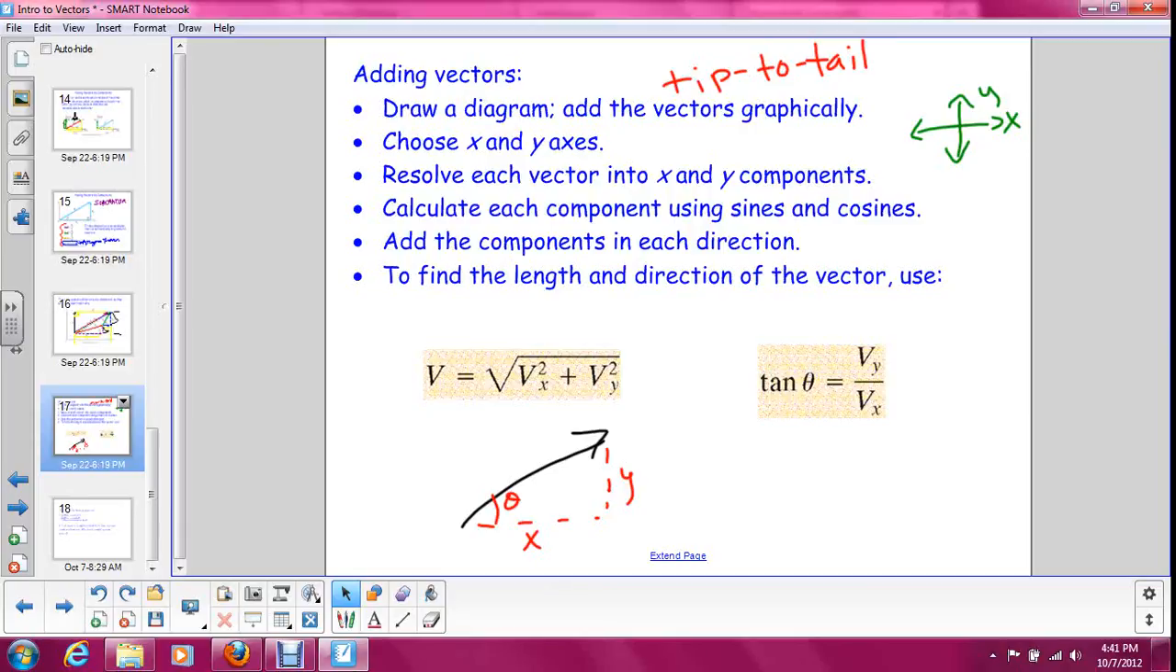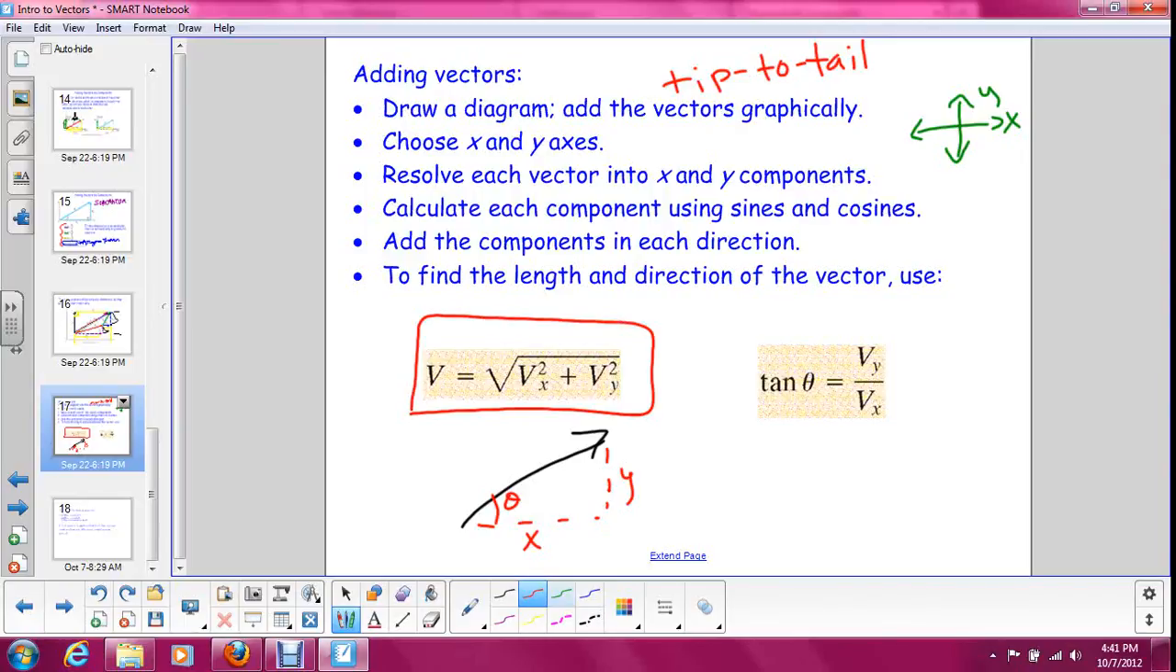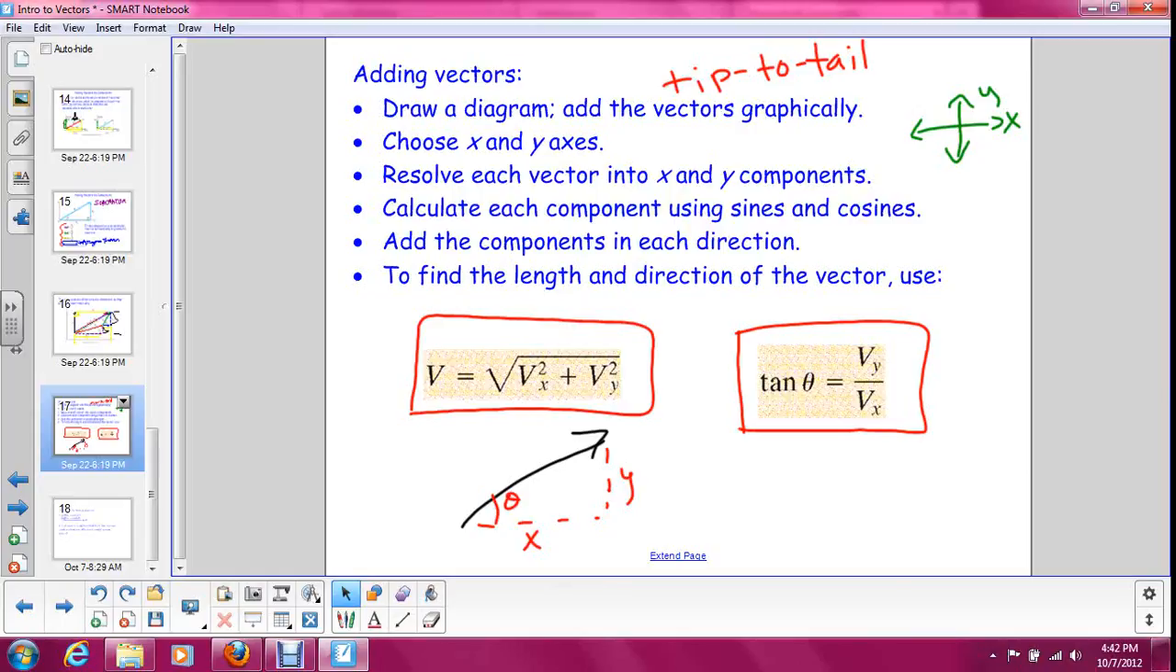Once you know how big your components are and in what direction they are pointing, you can add them together. So add all of your x's together and all of your y's together, and make sure if they're pointing in opposite directions, you make the proper arrows negative. And finally, to find the length and direction of the vector, use the Pythagorean theorem. Or, if you're not trying to find the hypotenuse, you're trying to find one of the sides, you can use the tangent of the angle.